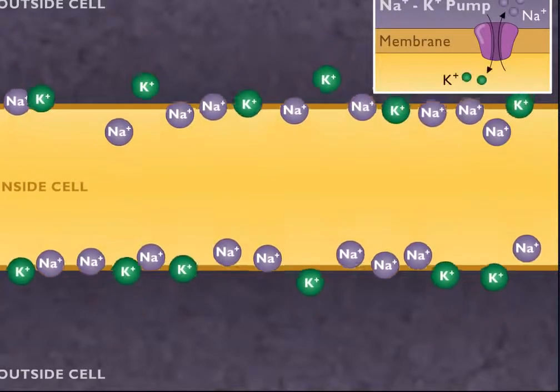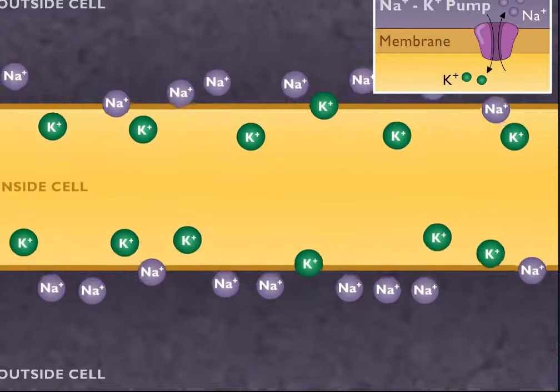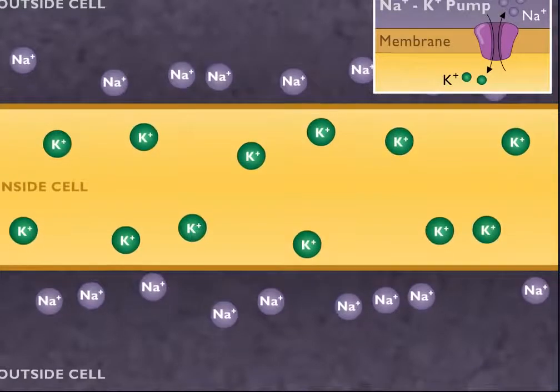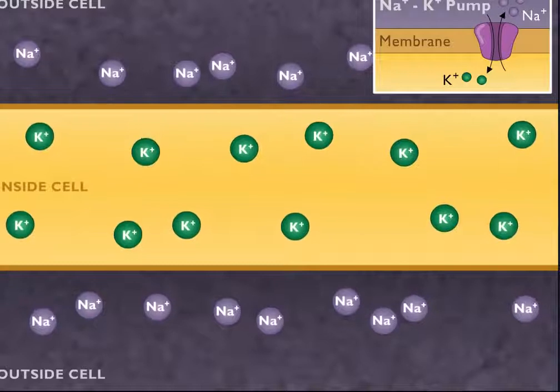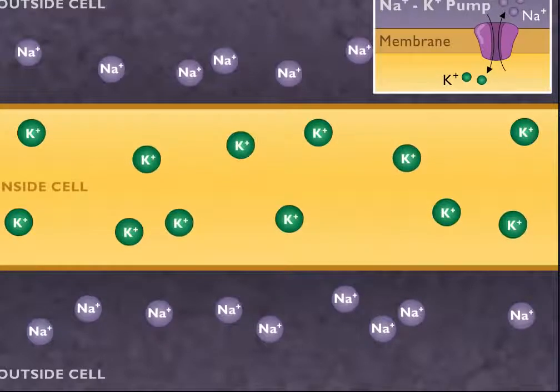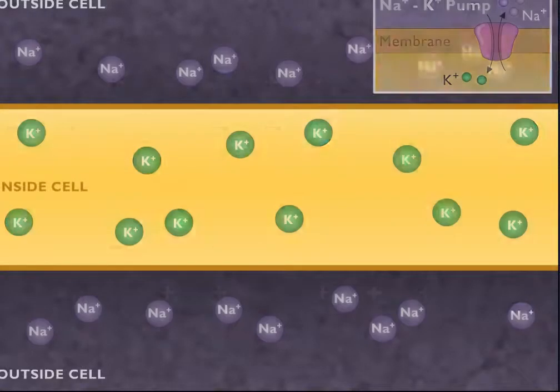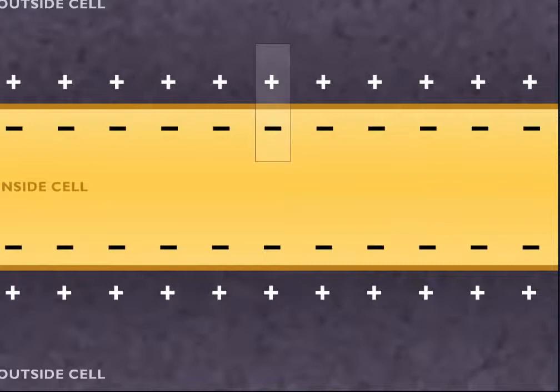While other channels allow some flow of potassium ions back out of the cell, the sodium ions cannot easily get back in to replace the lost positive charges. The overall result is that the exterior of the cell has a net positive charge and the interior has a net negative charge. The difference in charge between the interior and exterior of the cell is called the resting membrane potential.